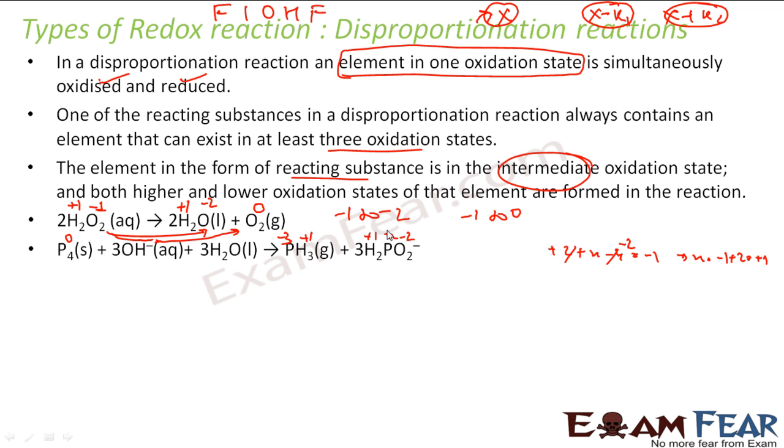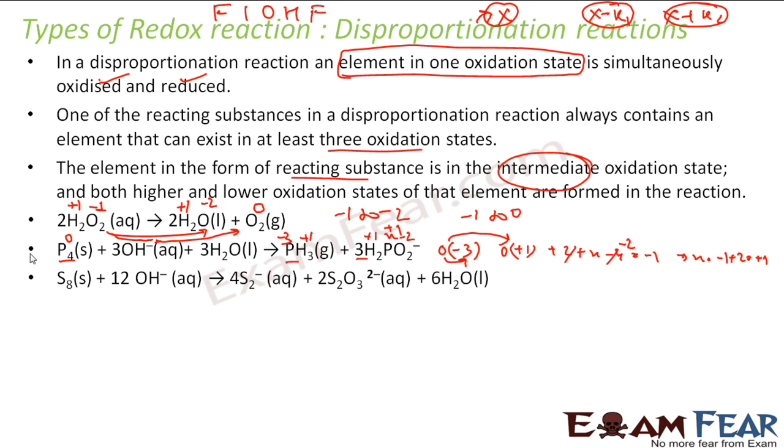Now if you see, phosphorus went from 0 to -3, and here it goes from 0 to +1. So in one case it got reduced, in the other it got oxidized. So both oxidation and reduction happen for phosphorus. Here we see there are 3 oxidation states: 0, +1, and -3, right? And 0 was the intermediate state, correct?